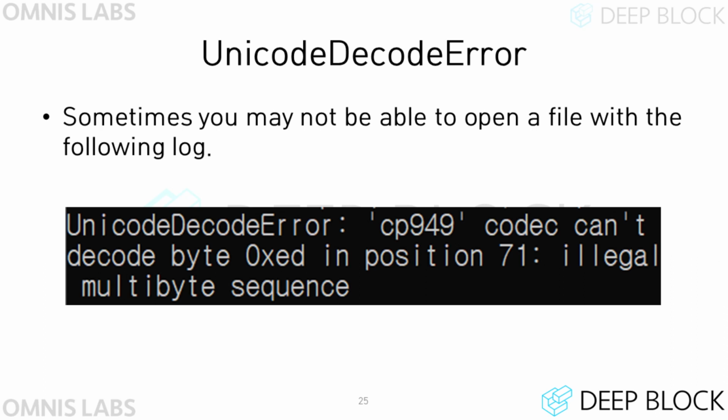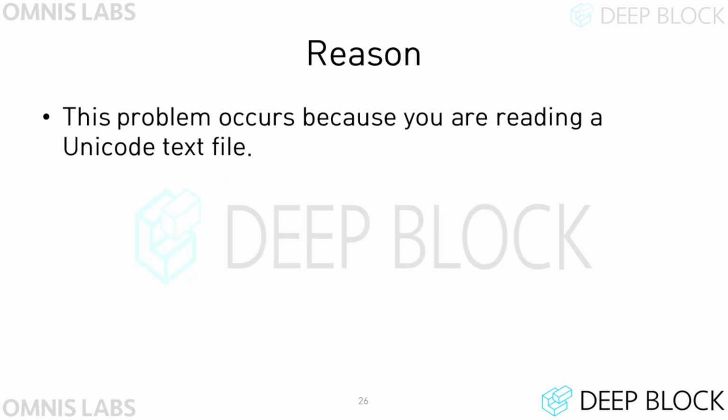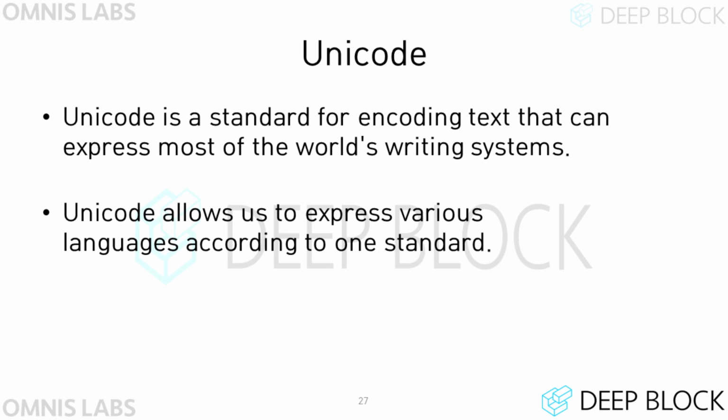When opening a file using the open function, sometimes the following error log is printed when trying to open a non-English text file, and the file cannot be opened. This problem occurs because you're reading a Unicode text file. Unicode is a standard for reading and writing various languages in computers. Unicode allows us to read and store multiple languages on our computer.